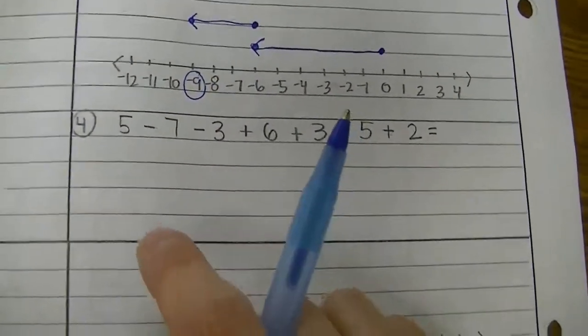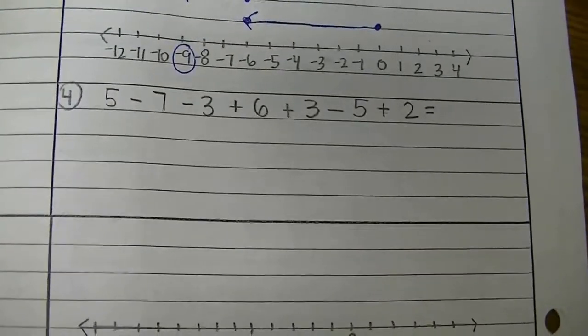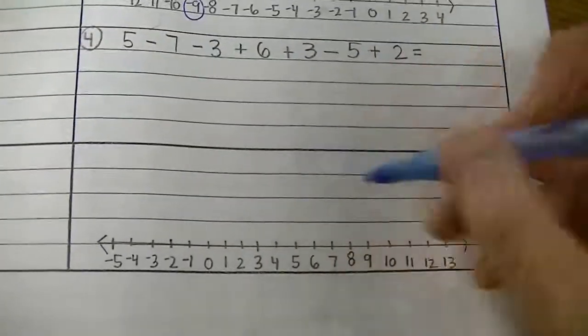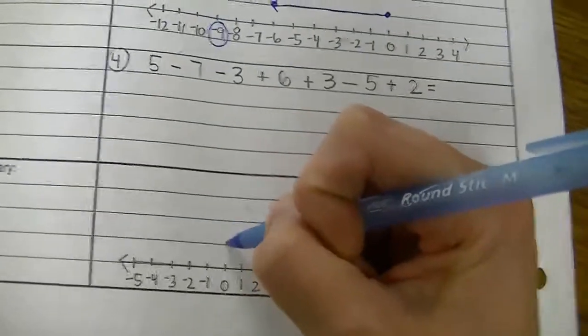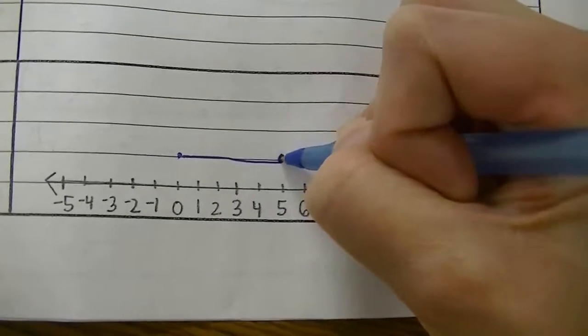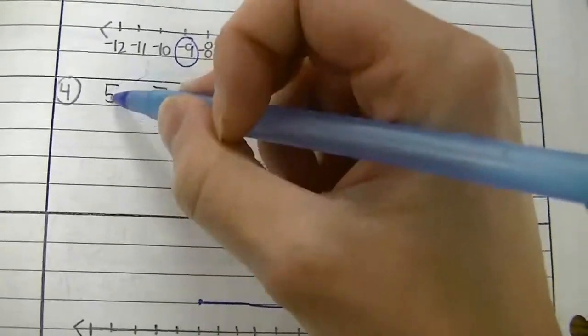Okay, I threw this one in there just to kind of give you some practice with the direction and using vectors to model it on a number line. So we're starting out with 5. So you're going to start at 0. And since it's a positive 5, you're going to need to go to the right 5. Okay, so we got that. If it helps, you can cross them off as you go.